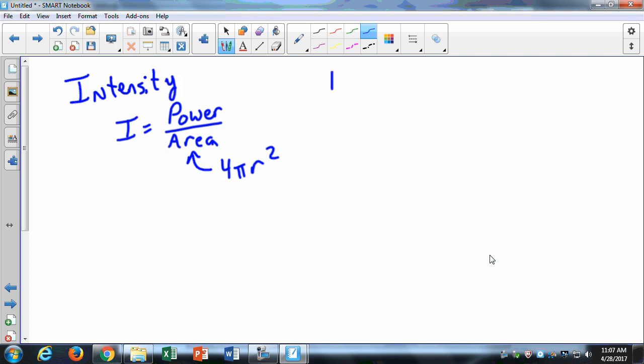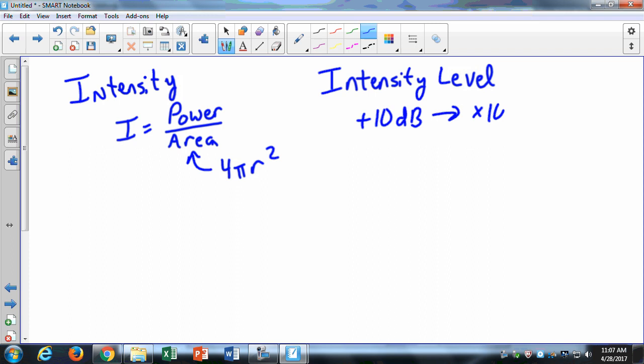And then we also dealt with the intensity level. A couple things you need to know. One is that an increase of plus 10 decibels gives you a times 10 in the intensity, right? And we said plus 20 decibels gives you a times what? 100 intensity, and on and on. Plus 30 decibels is 1,000. It's a logarithmic scale.